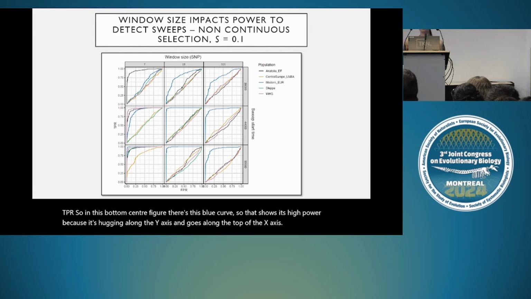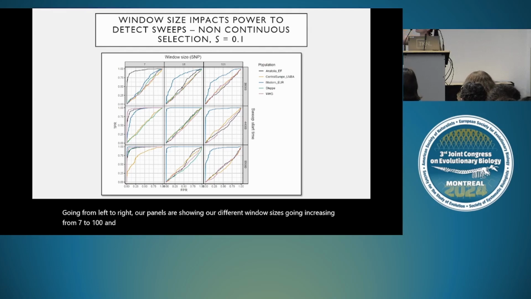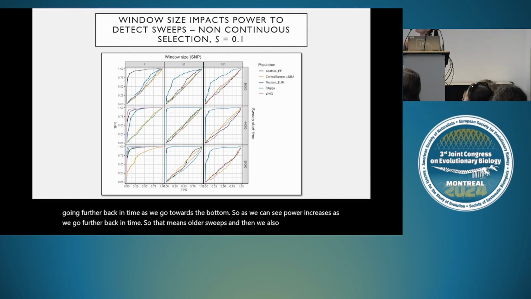Going from left to right, our panels are showing our different window sizes, increasing from 7 to 101. And then going from top to bottom, we have our different sweep start times going further back in time as we go towards the bottom. So as we can see, power increases as we go further back in time, so that means older sweeps. And we also see increased power for the majority of our populations with smaller window sizes.